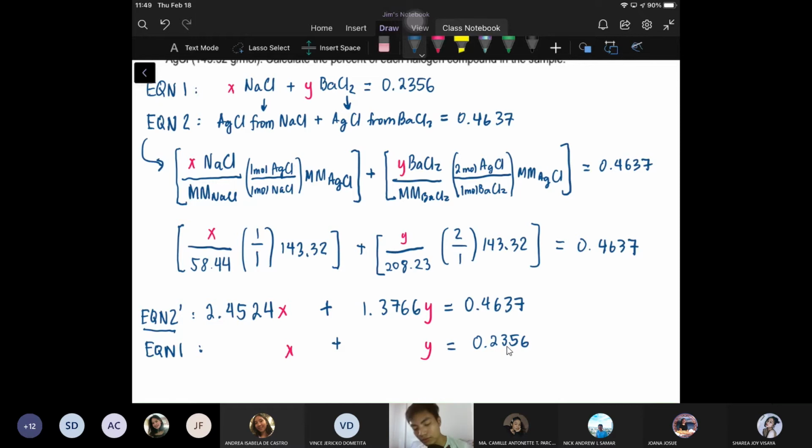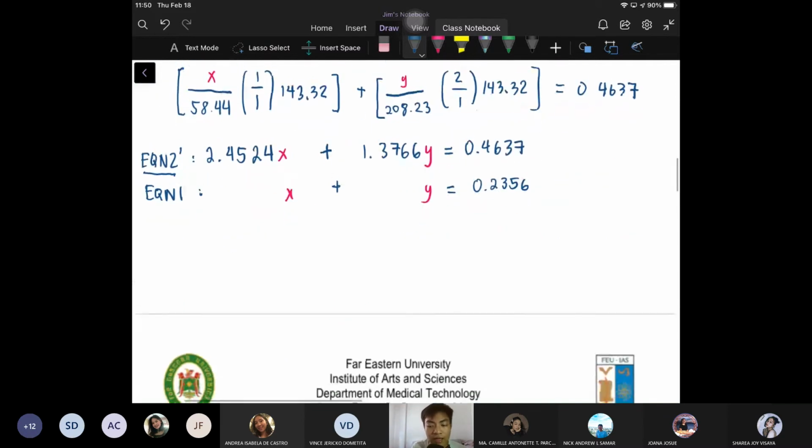Okay? So again, ano ginawa ko? Yung new equation ko, I will relate it to equation 1. So ano yung sabi ko dito sa equation na bago pati yung equation 1? Yung value ng x, that is the mass of my sodium chloride, which is yung hinahanap ko sa problem. Yung value ng y, that is the mass of my barium chloride, which is yung hinahanap din sa problem. So since I have two equations with two unknown variables, x and y, I can now solve for the set of linear equations.